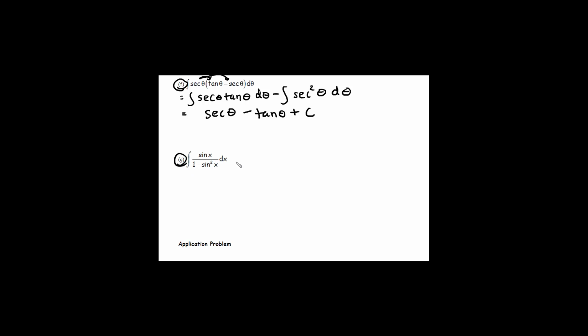Alright, let's try g. This is actually going to be the integral of sine of x over cosine squared x dx, because 1 minus sine squared x is cosine squared x.